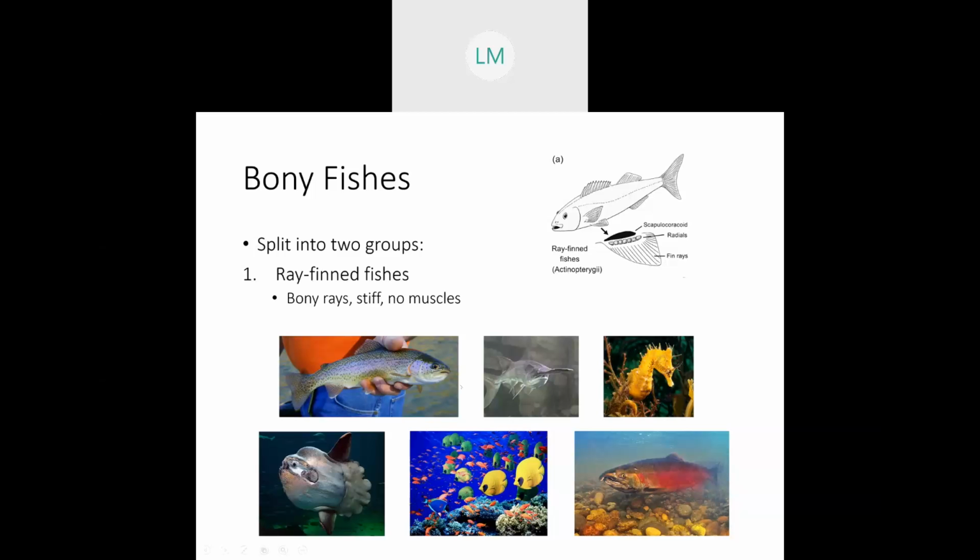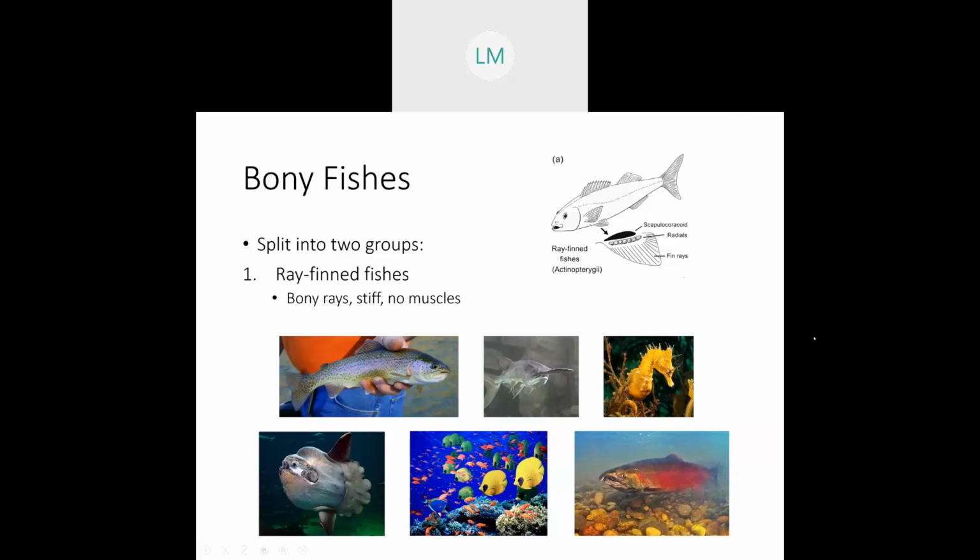So just some photos here. It's a paddlefish, a seahorse, a salmon, some fish that we see in coral reefs. And then this one down here is a mola mola, or the ocean sunfish. This is the largest bony fish, most dense fish that you see. Super weird fish right there. That's the mola mola. So bony rays that are stiff with no muscles.